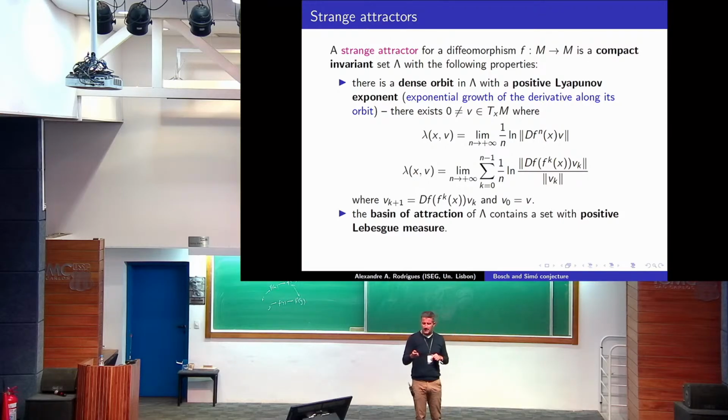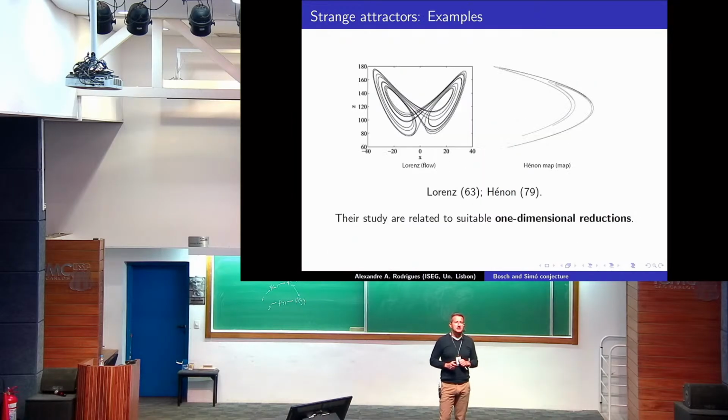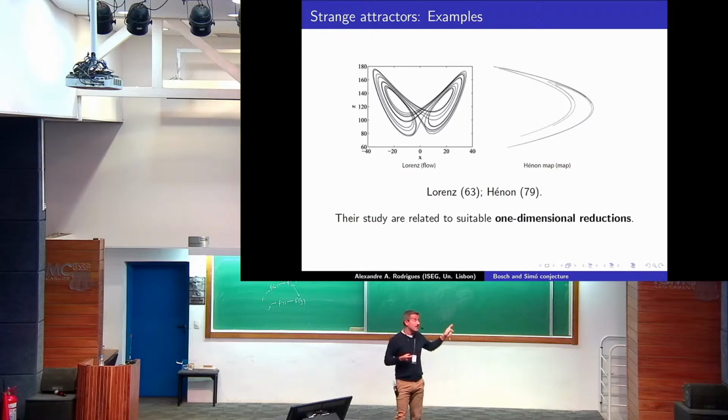But this is for diffeomorphisms. For vector fields, it is the usual definition. I say that a vector field possesses a strange attractor if the first return map to a cross section has a strange attractor. The Poincare first return map has a strange attractor, okay? Examples of strange attractors. What are the most paradigmatic examples of strange attractors? One is the Lorenz map, a strange attractor for vector fields. And for maps, we have the Henon map, okay?